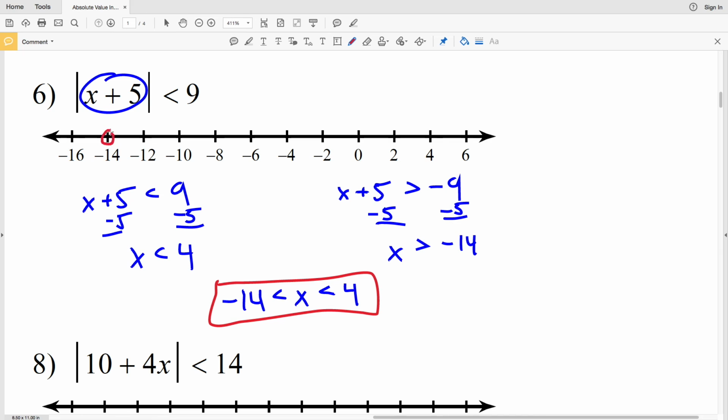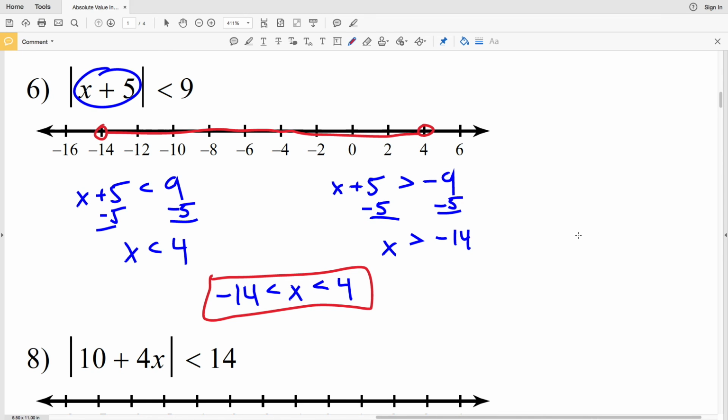Circle the -14, but do not fill it in, and circle the +4, and do not fill that in as well. But we're going to shade everything in between, since -14 is less than x, which is less than 4. And we'll stop there for this video.